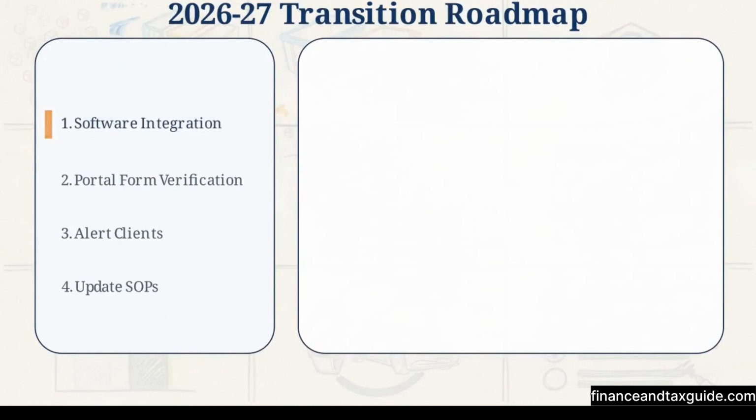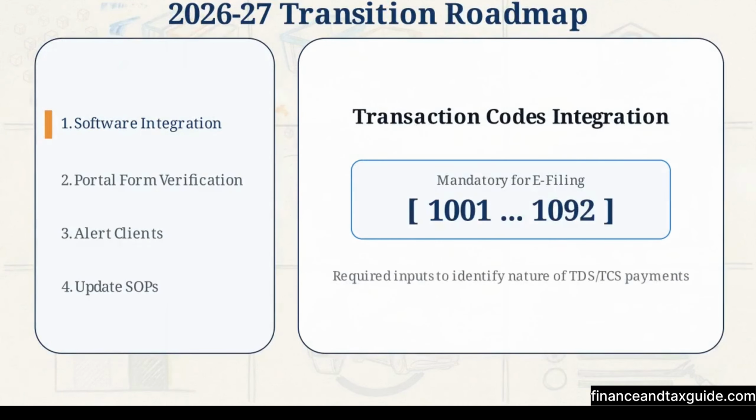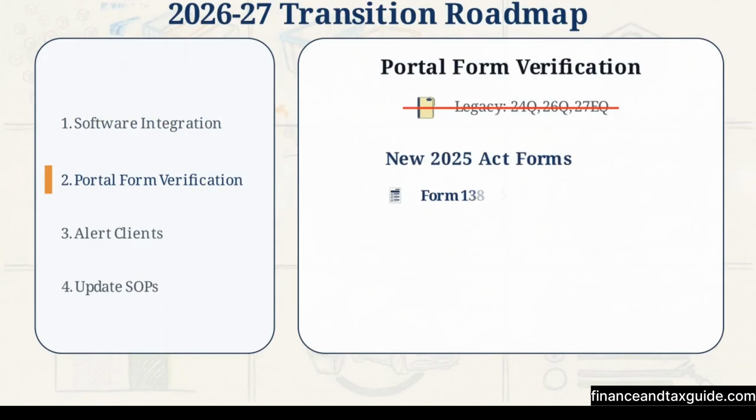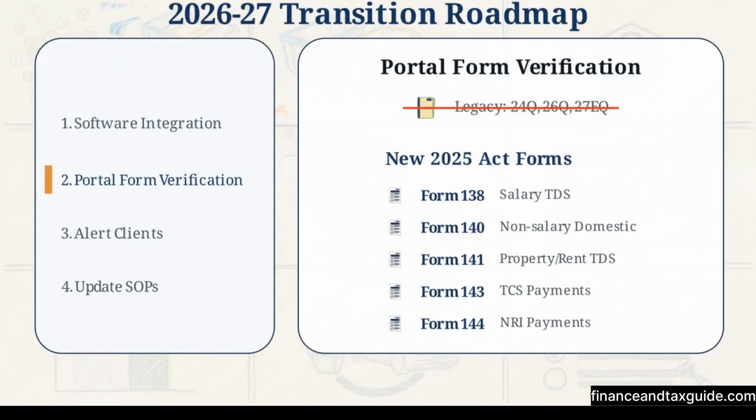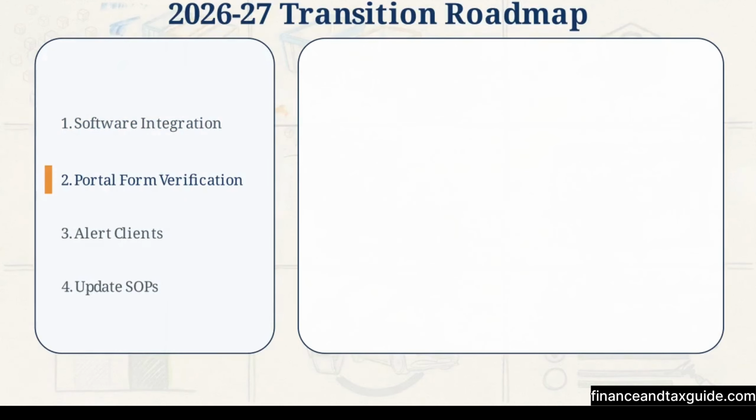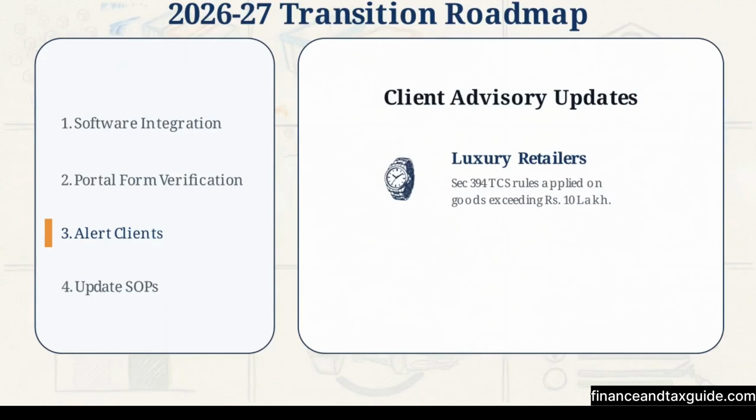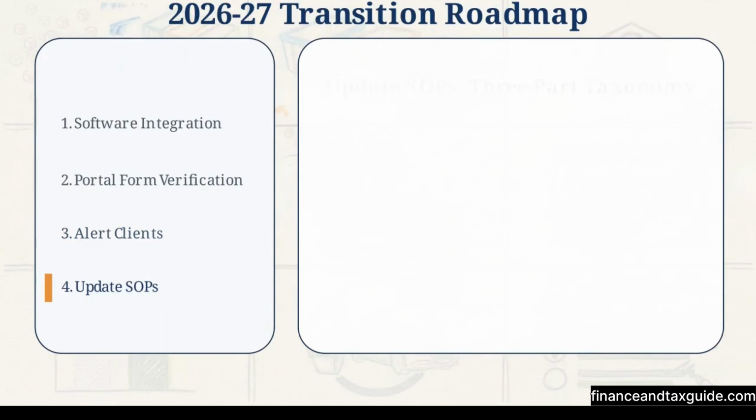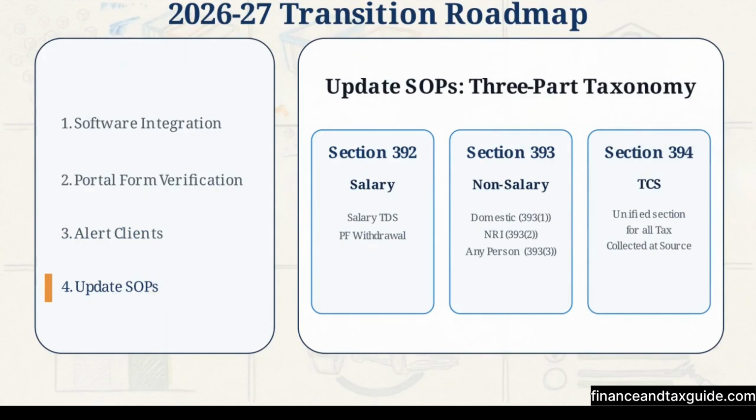To prepare for the transition, start by auditing your tax software to ensure the 1001 to 1092 transaction codes are fully integrated. Next, manually verify the phase-in status of the new forms on the e-filing portal before your next quarterly submission. You should also update your standard operating procedures for luxury retail and partnership clients to reflect these new TDS and TCS hits.